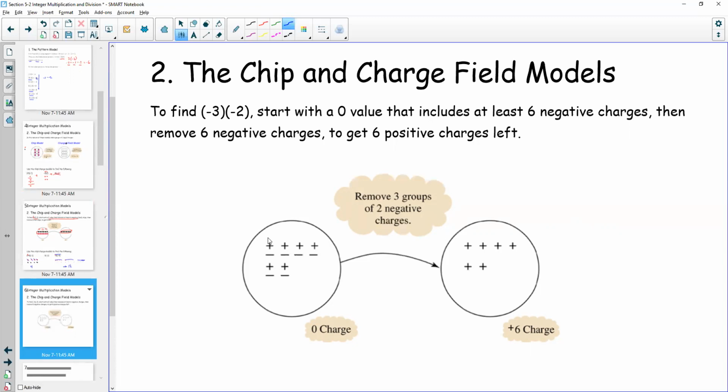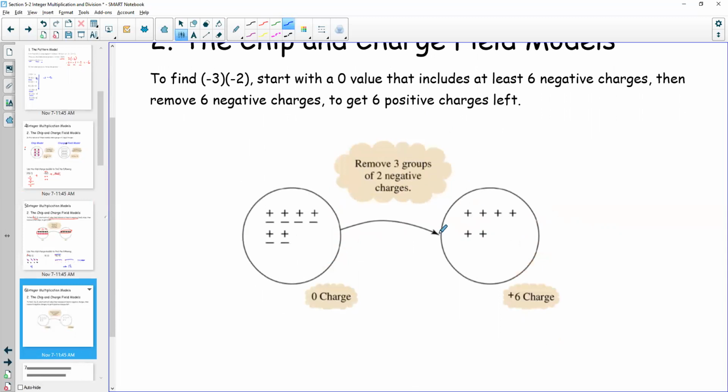This is just one level of abstraction up, right? So instead of moving around chips, they're going to draw plus and minus signs, and that's fine. This works the same way. We put in our 6 zeros. We take away our 3 groups of -2.